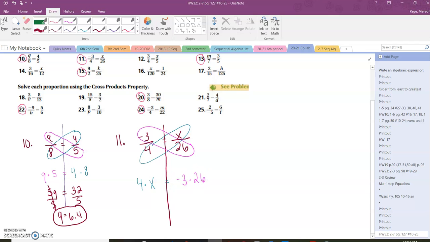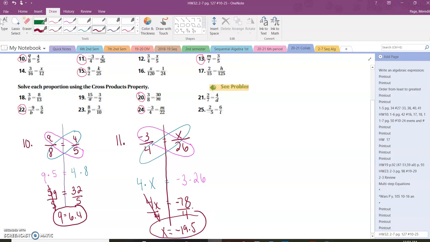Now, you guys have to simplify. 4 times x becomes 4x. And then negative 3 times 26, use your calculator. You should always have a calculator out. It is negative 78. Then, it's a one-step equation. The opposite of 4 times x is to divide both sides by 4. Cancel the 4's out. And then negative 78 divided by 4 is negative 19.5. Circle it, you are done.